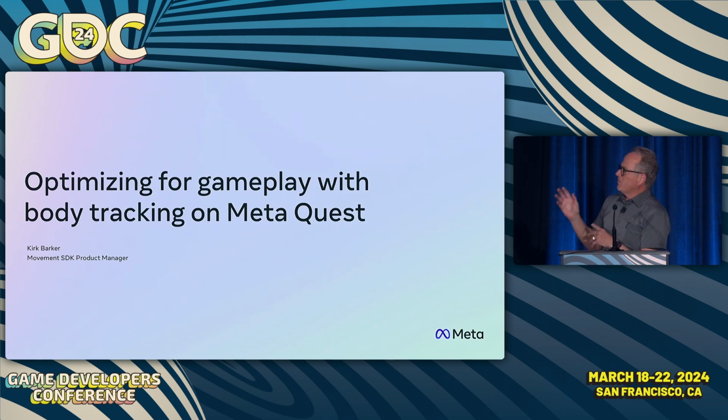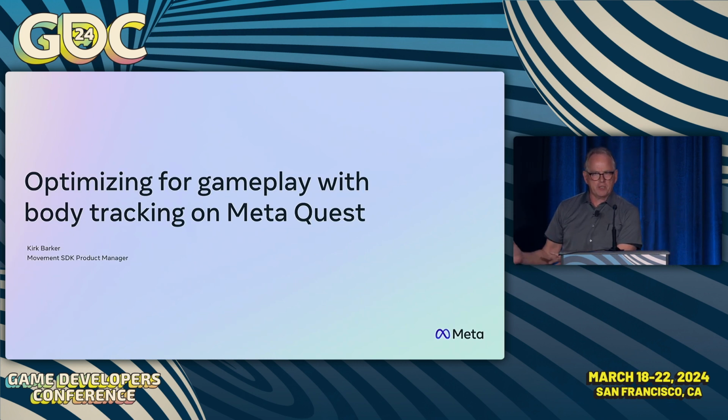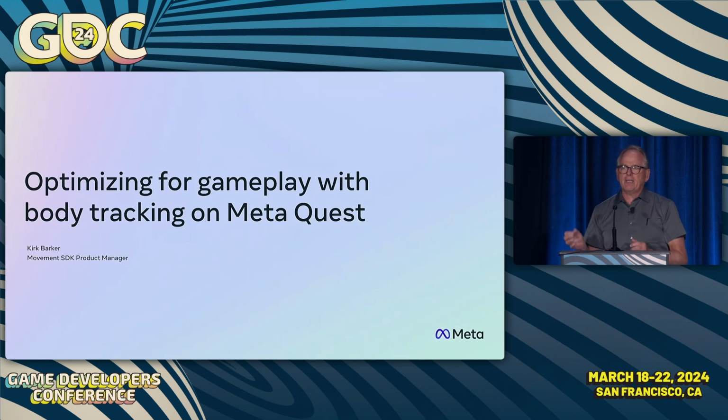Now, we've named this presentation Optimizing for Gameplay with Body Tracking on Quest, because today we're not going to talk a lot about body tracking so much as how you take that body tracking and move it into animated characters so that you can tell a story. Because in reality, that's what it's all about. It's not just the body tracking that you want, but you want the body tracking to go into a character, an avatar, and create motion and movement that tells a story and involves people in your gameplay.